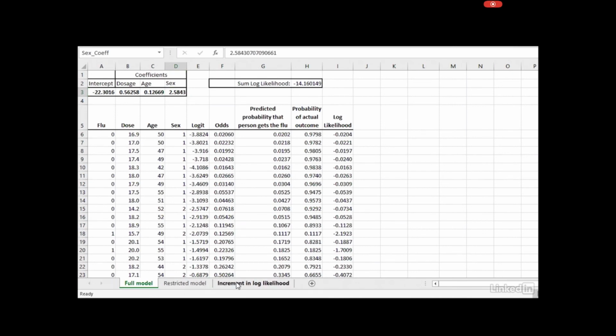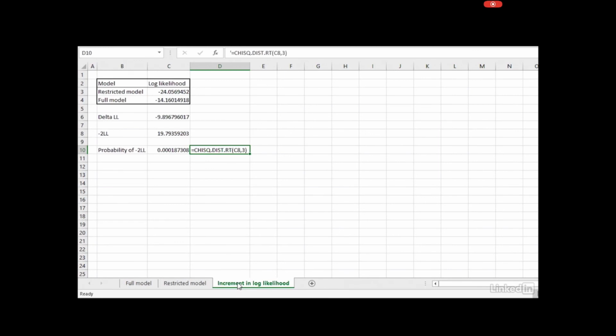And one way to do that is to test the increment. So in this worksheet, I've taken the log likelihood for the restricted model, and we got a minus 24, and the log likelihood for the full model of minus 14, taking the difference between the two, and we've got what's called a delta log likelihood of minus 9.89, or almost minus 10.